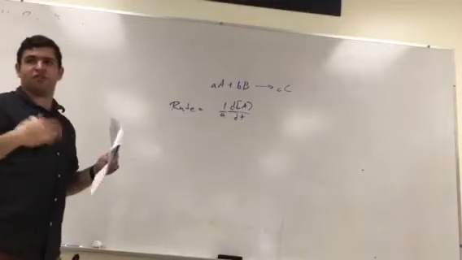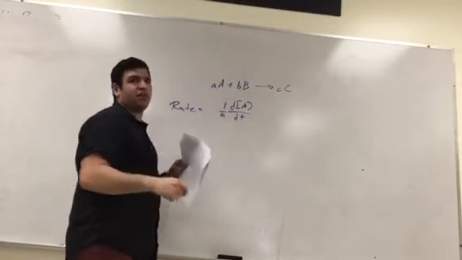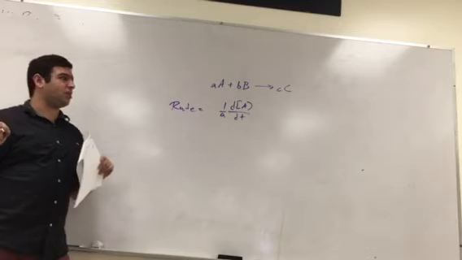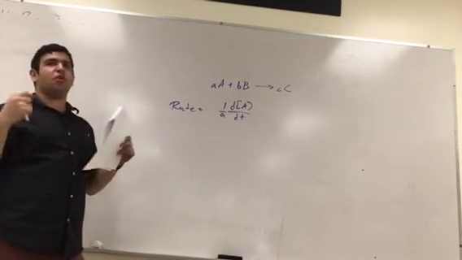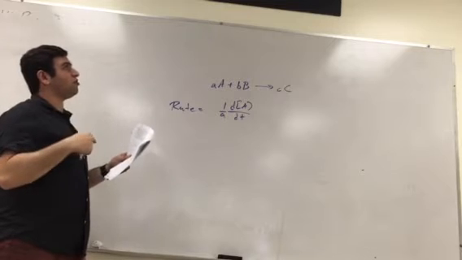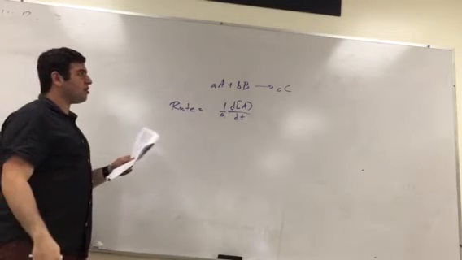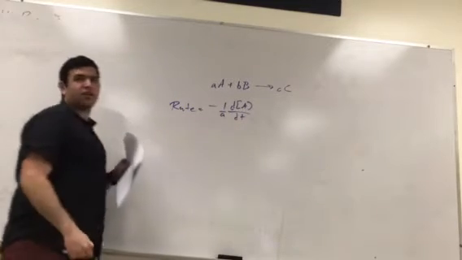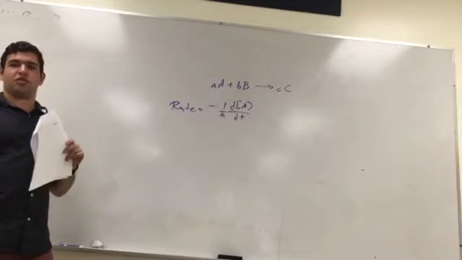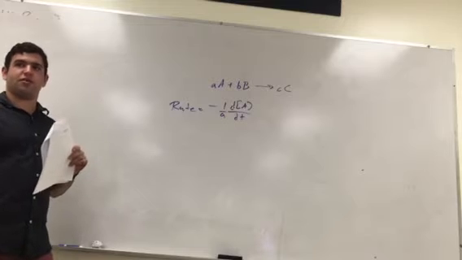You need to account for the coefficient, because if I have 2 of this, it's going to be consumed twice as fast, I think. And then I'm going to put a negative sign to show that it's going down, right?